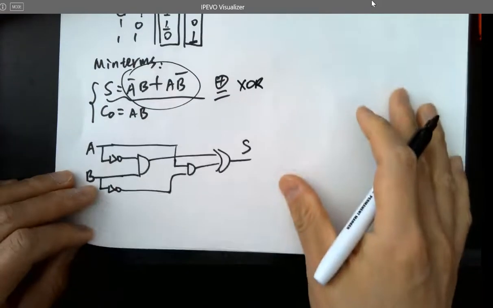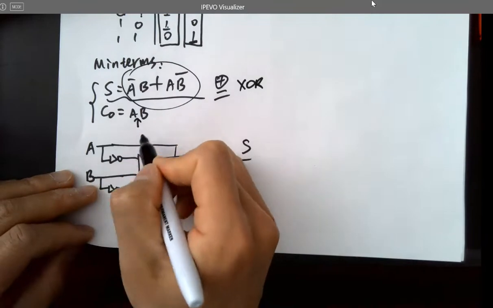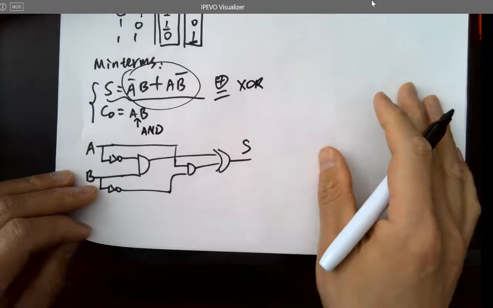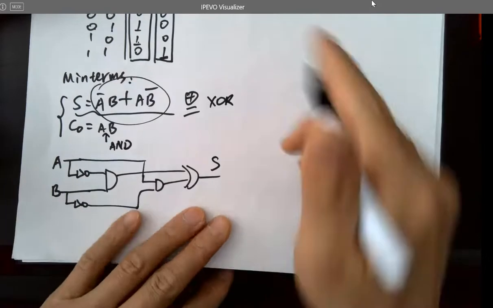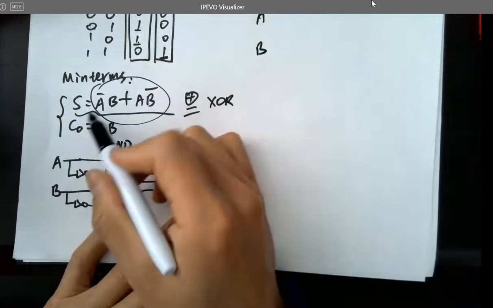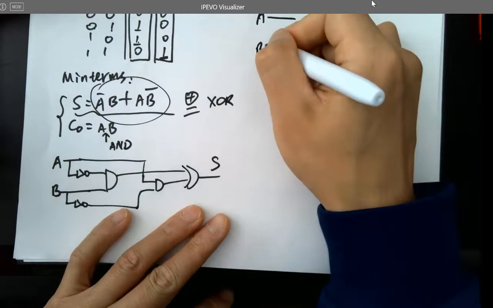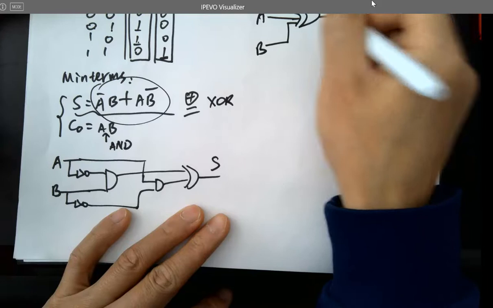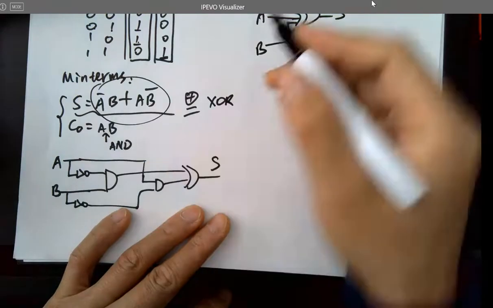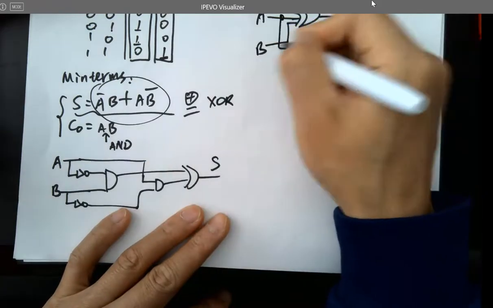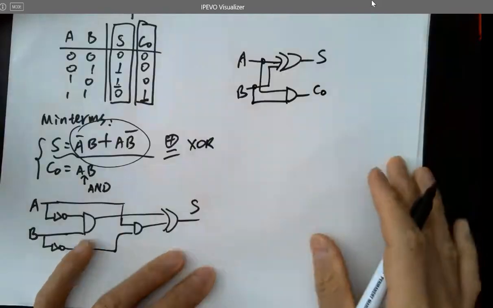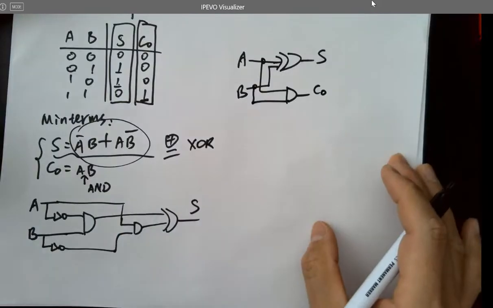Okay. So what is this operator here? And so the circuit can be simplified. We got AB. S is A XOR B, and the carry out is simply A and B. And that's the logic circuit for the half adder.